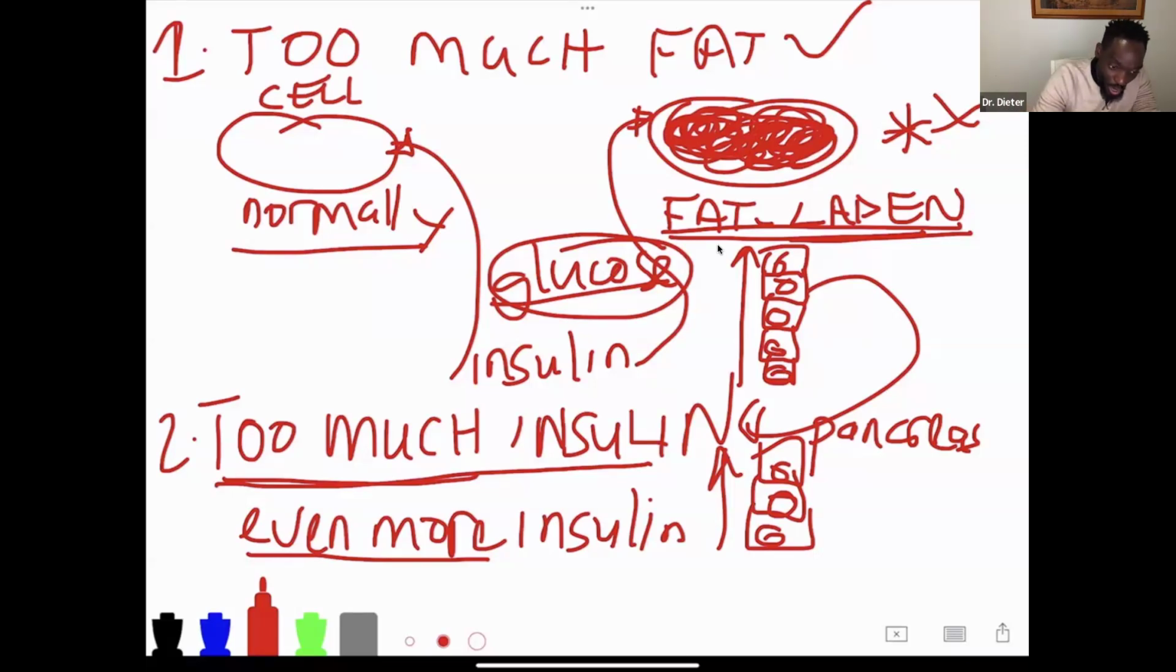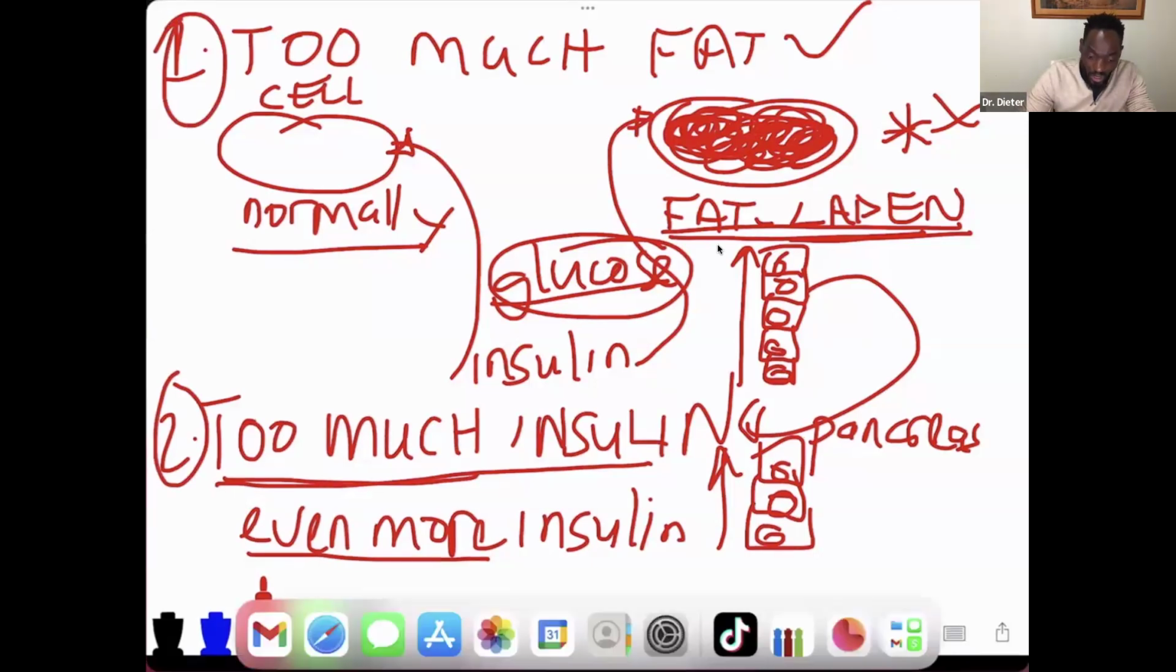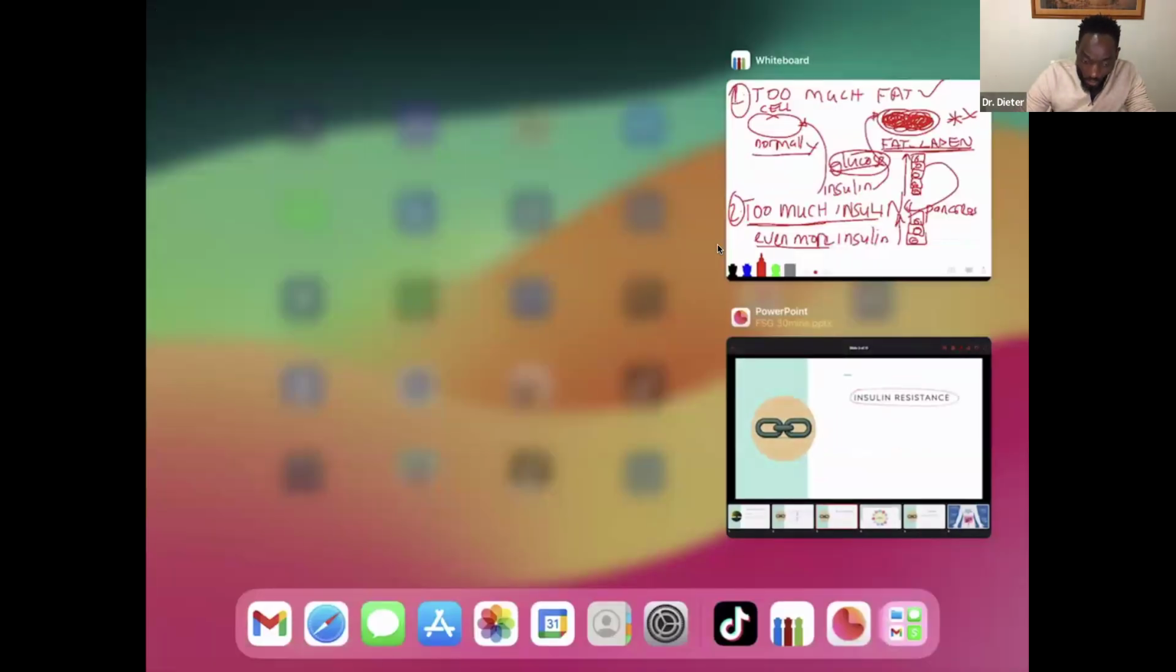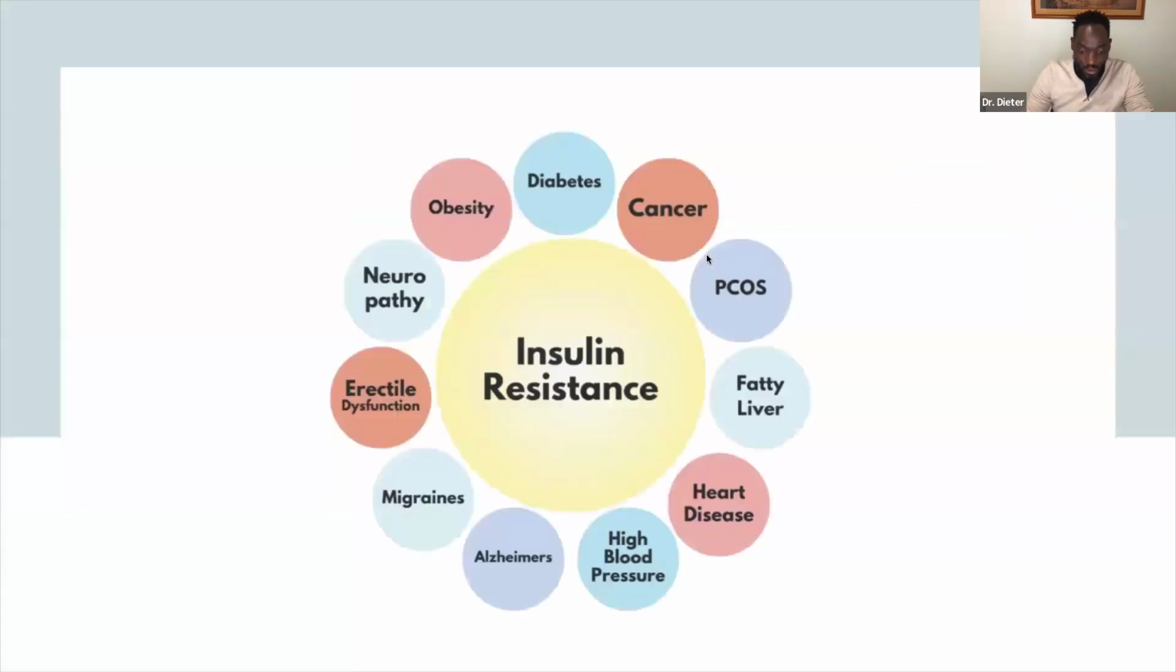So those are the two ways in which you develop insulin resistance. Too much fat and too much insulin. Those two things. And when you develop insulin resistance, your insulin not working, you now have a slew of illnesses. Diabetes is one of the most common things that everybody will associate to insulin. But insulin is not just diabetes. Insulin is the reason why you're diabetic.